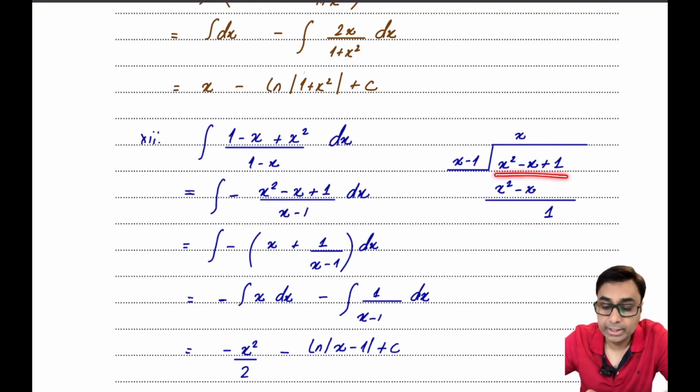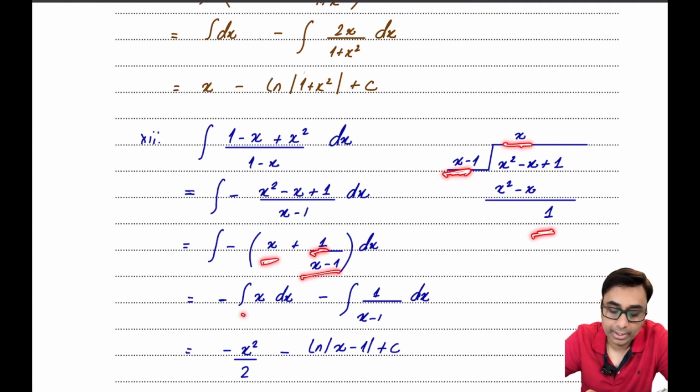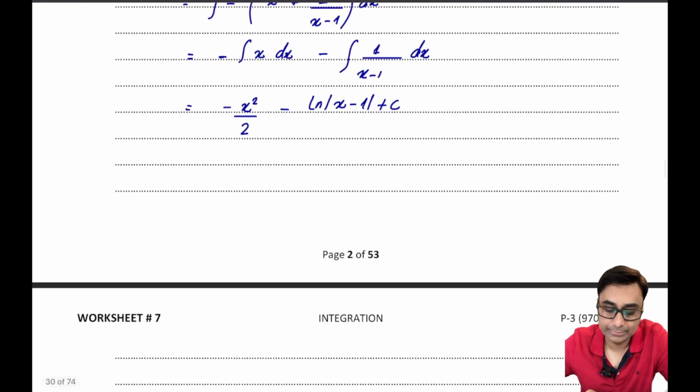So x squared minus x plus 1 divided by x minus 1. My first term of the quotient is going to be x. x squared minus x is what I get after multiplying this. And once I subtract these, this completely cancels out. I'll be left with 1. So this becomes x plus 1 upon x minus 1. Then I can integrate them separately. x integrates to x squared upon 2, and 1 upon x minus 1 integrates to ln(x minus 1).